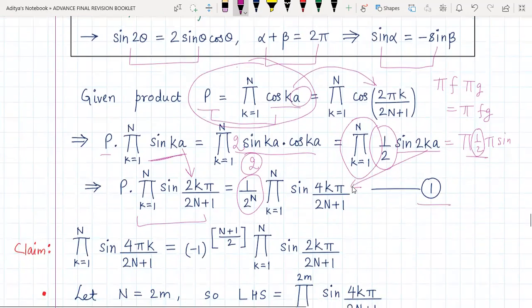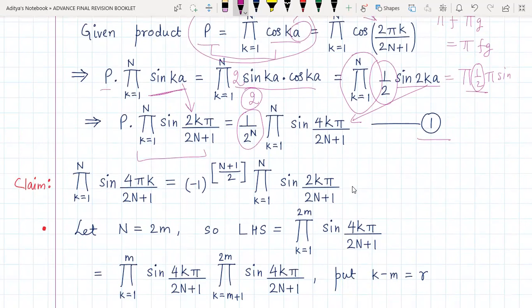Now we are going to make a claim, and the claim is that this quantity which is written here is equal to minus 1 to the power n plus 1 by 2 greatest integer into product of this quantity, okay, which is written here. Now how will we prove this? Let us have a look.